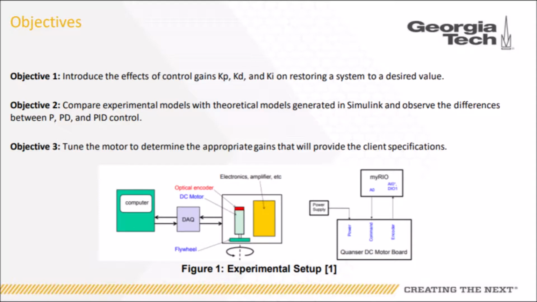There are three main objectives in this lab. The first objective is to introduce the effects of control gains, Kp, Kd, and Ki, on restoring a system to a desired value. The second objective compares experimental models with theoretical models generated in Simulink and observes the differences between P, PD, and PID control. And the last objective tunes the motor to determine the appropriate gains that will provide the client's specifications. The apparatus is shown below.